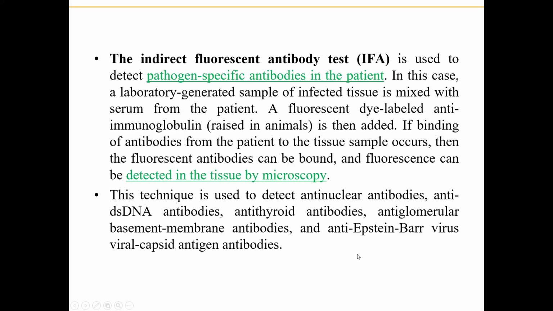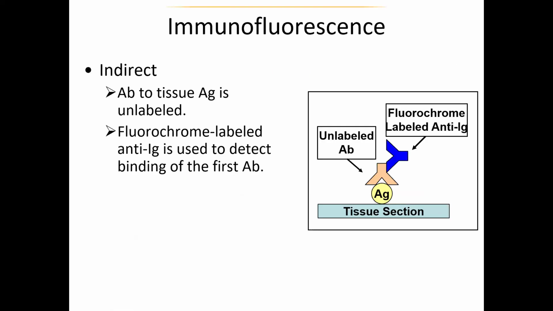So we use it for the detection of anti-Epstein-Barr virus capsid antibodies, anti-double-stranded DNA antibodies, anti-thyroid antibodies, and anti-nuclear antibodies in SLE. Here it is Hashimoto's thyroiditis. This is maybe SLE. Anti-glomerular basement membrane antibodies like this.